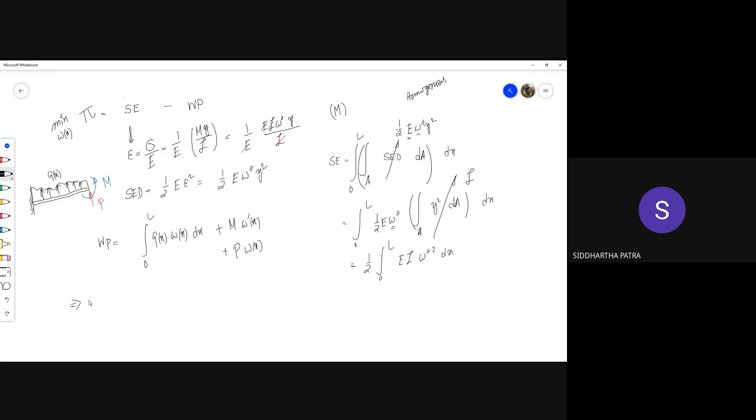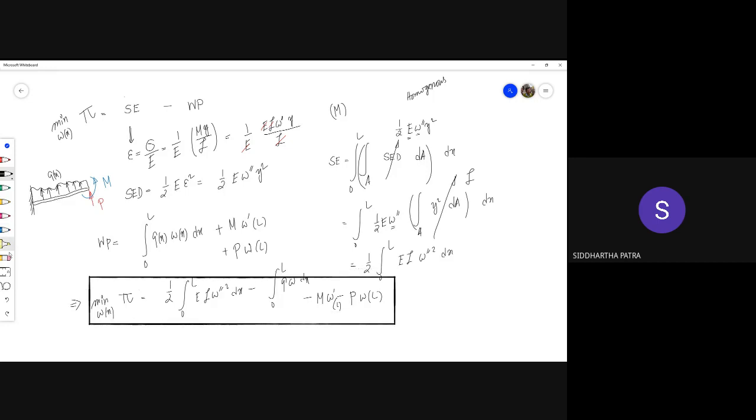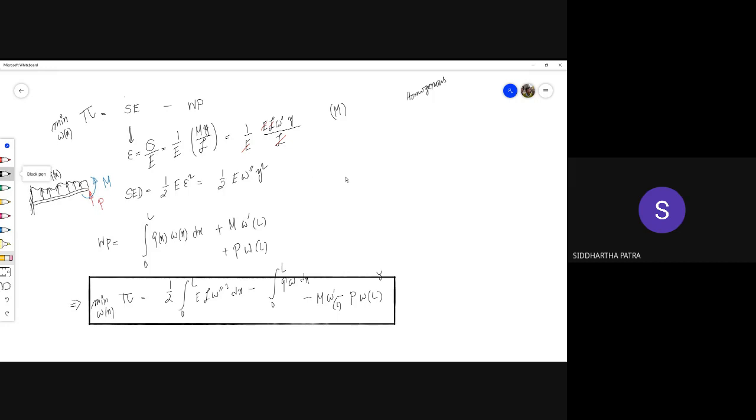So if you put all of them together, this is the expression of the potential energy, which is 1 by 2, 0 to L, EI W double prime squared dx minus 0 to L, QW dx minus M W prime. Here I have made a mistake. It should be W prime at L. And this one should also be W at L. So this is the expression for the potential energy.